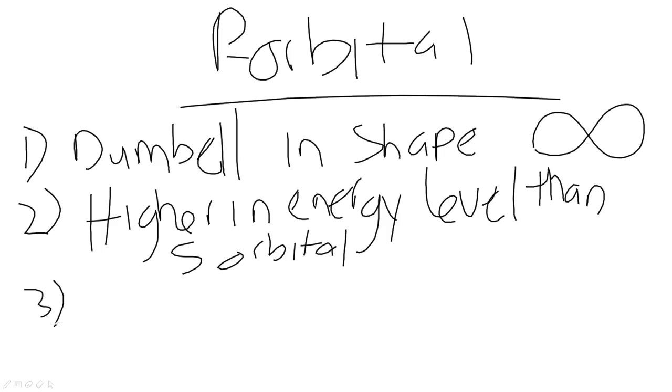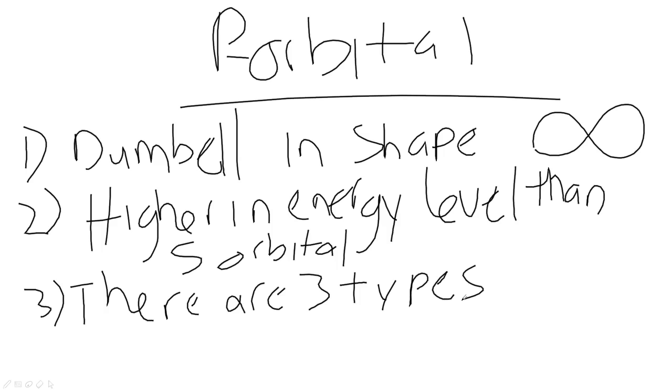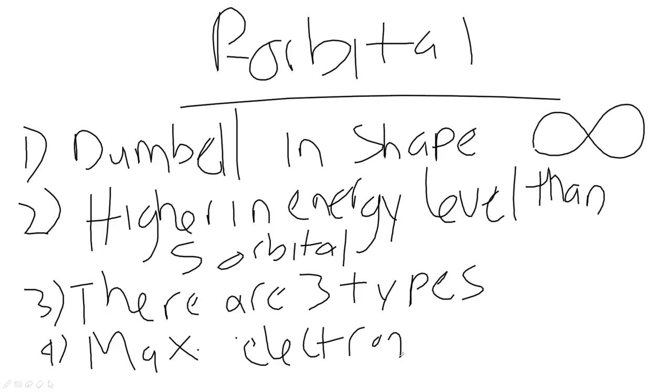Now my third characteristic that I'm going to put out here: we've talked about the higher energy level and the shape. Now I said before, there are three types of p orbitals. The s orbital has only one type. The p has 3 types. There are 3 types of p orbitals, and we're going to talk about them in a minute or two. And the 4th characteristic is that it carries a maximum electron count of 6.